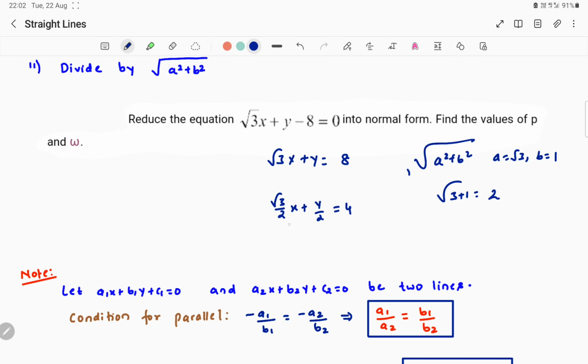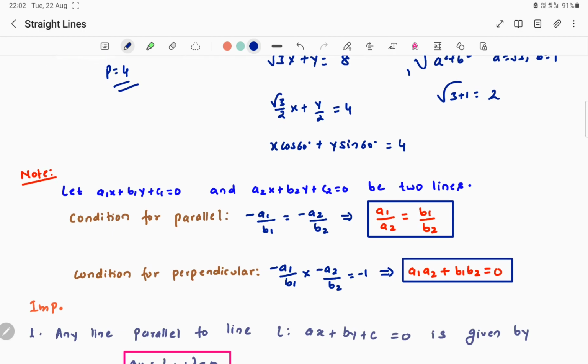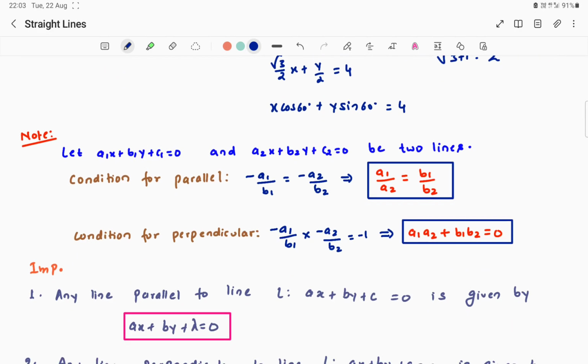If you further want, here it's easy to compare and evaluate. So x cos omega, here omega is how much? 60 degree. So we can write x cos 60 degree plus y sin 60 degree is equal to 4. So omega is 60 degree, and what is p? P is equal to 4. Okay. So I think you can see some problems in NCERT. There are some unsolved examples in the exercise related to this conversion. Please make sure to practice some problems from there. Okay. So I'm heading ahead.